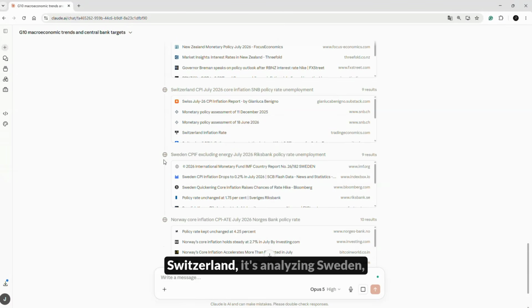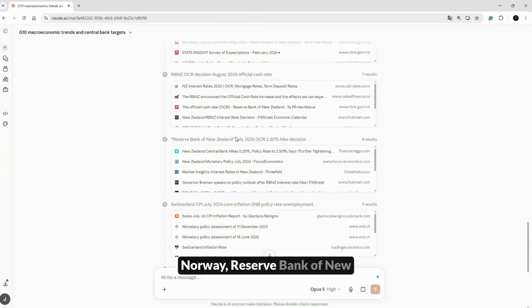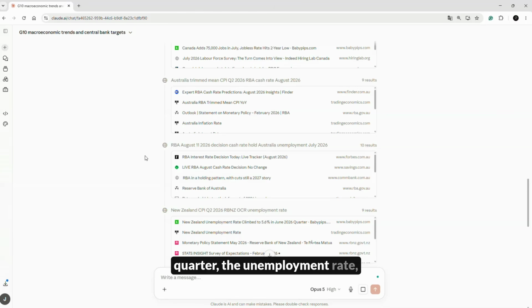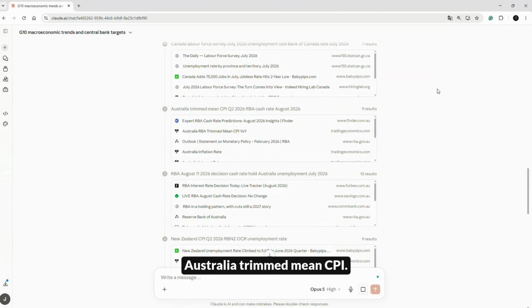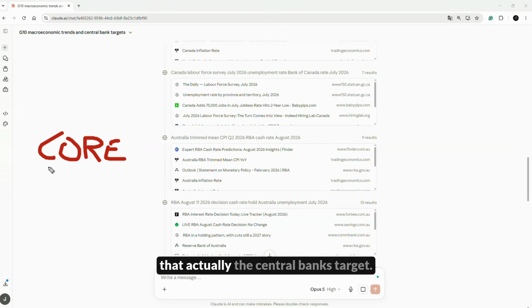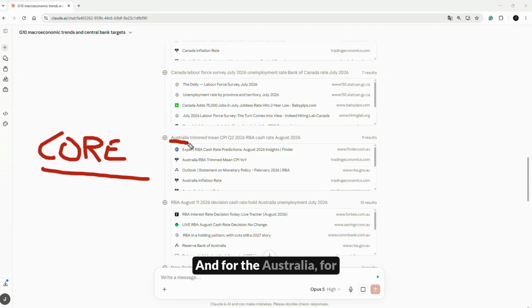It's analyzing Switzerland, Sweden, Norway, the Reserve Bank of New Zealand, the RBA, the New Zealand CPI for the second quarter, the unemployment rate, Australia trimmed mean CPI. See, it also understands that it doesn't have to focus on headline CPI, because if you understand how central banks operate, you understand that it's core CPI that central banks actually target. And for Australia, for instance, it's trimmed mean.